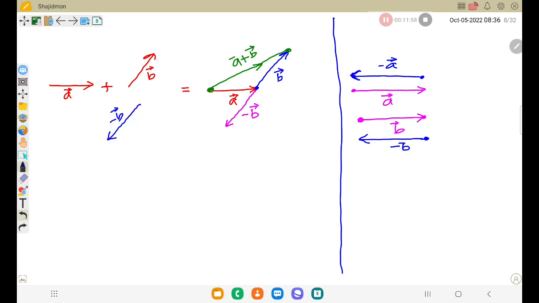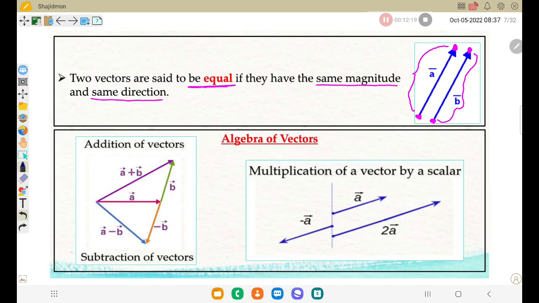Now what we do, just from the starting point up to the ending point, we draw a directed line, that is the vector A minus vector B. So I hope you understood how we add two vectors geometrically and how to subtract two vectors geometrically, correct? Now we have discussed equal vectors, addition, and subtraction.